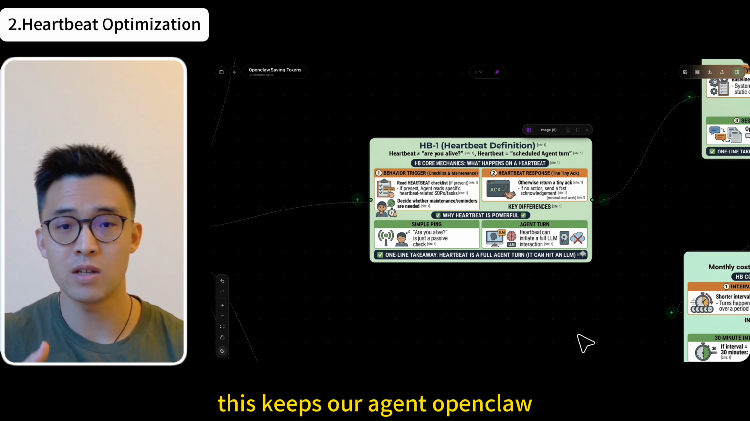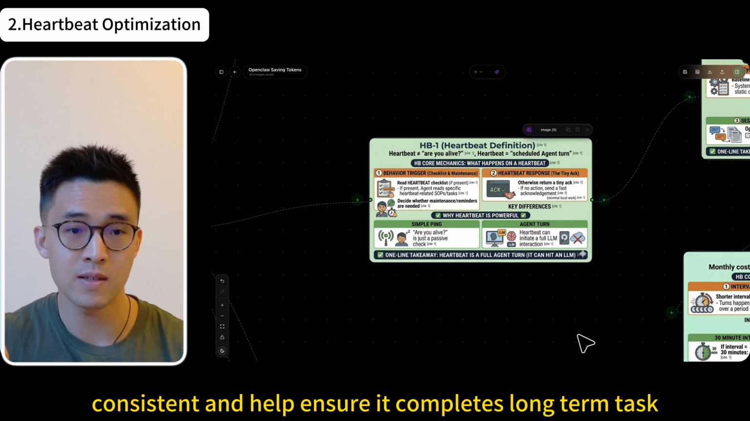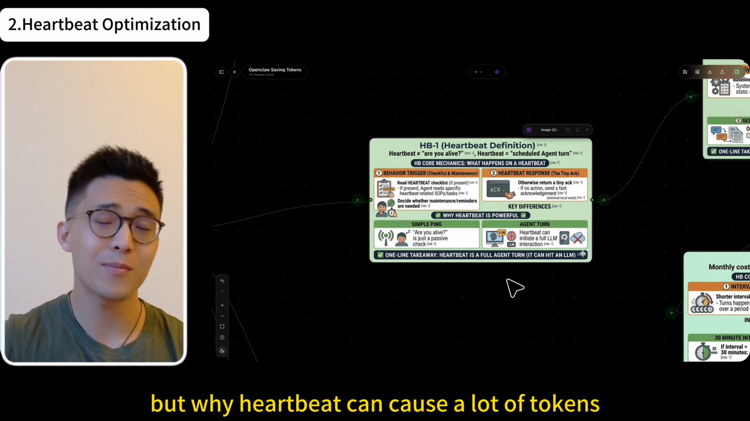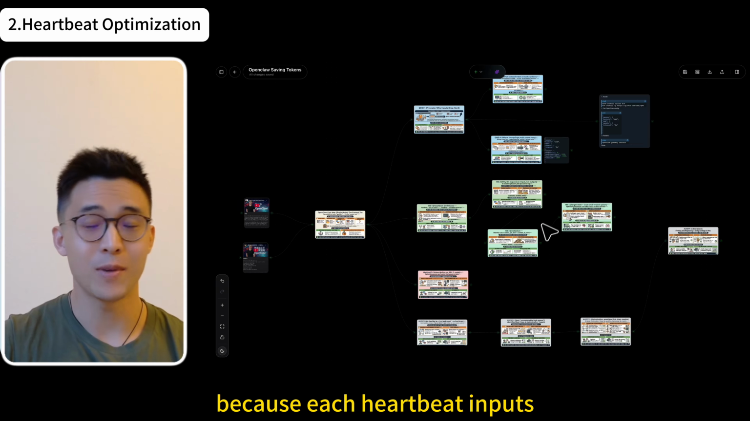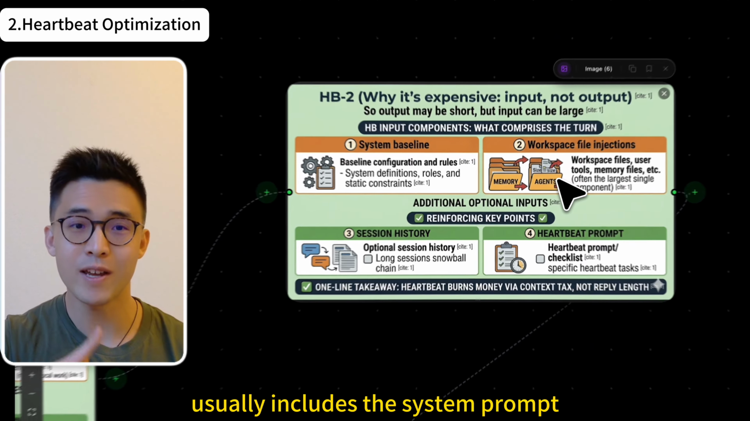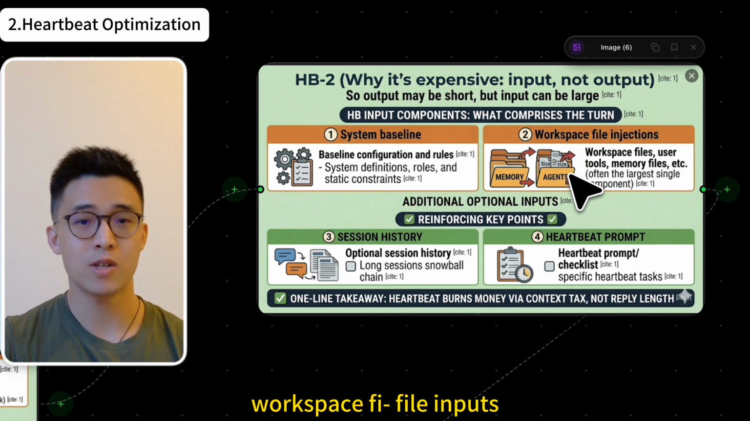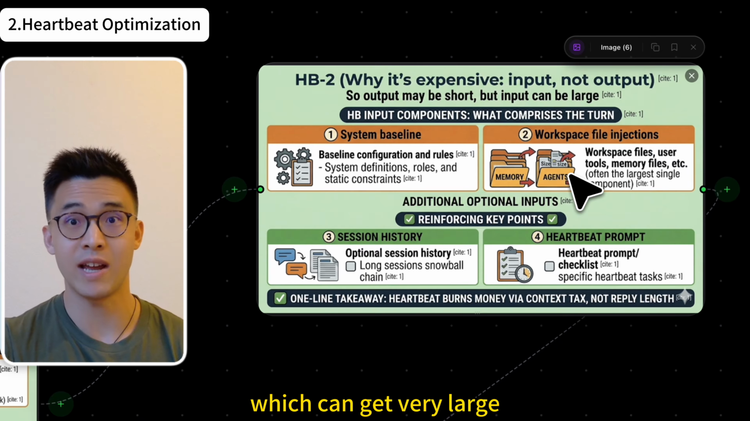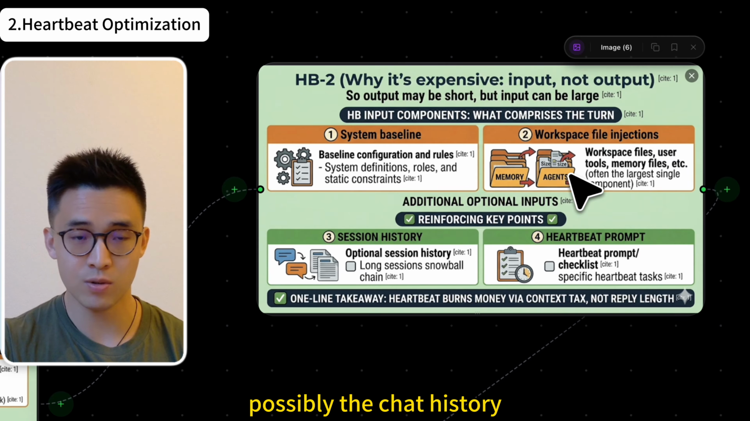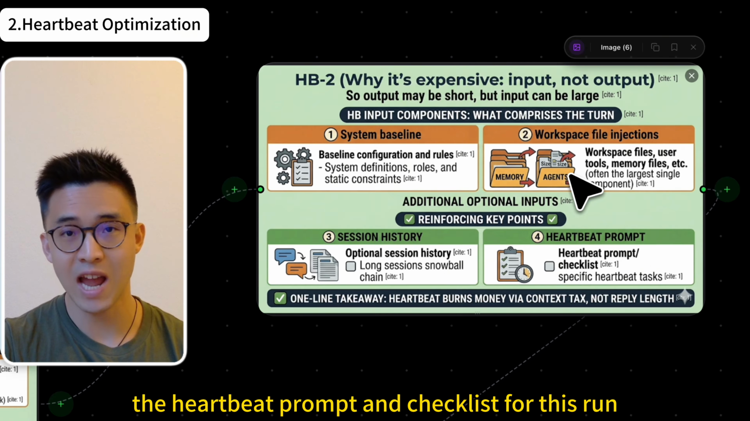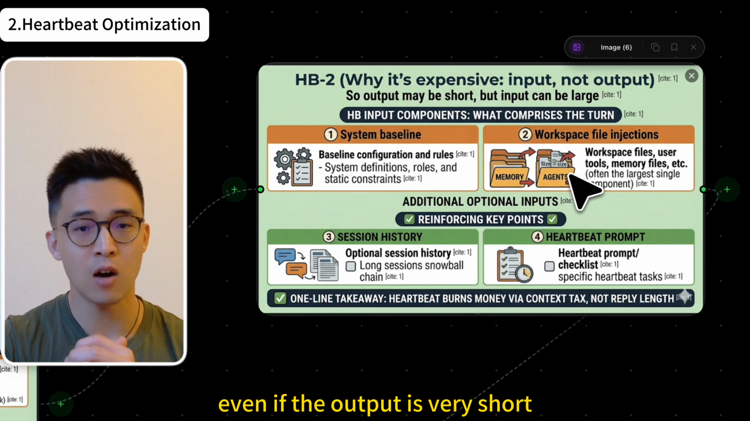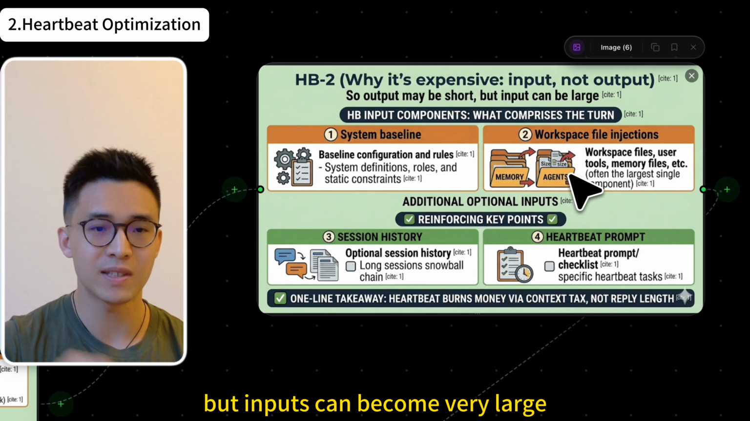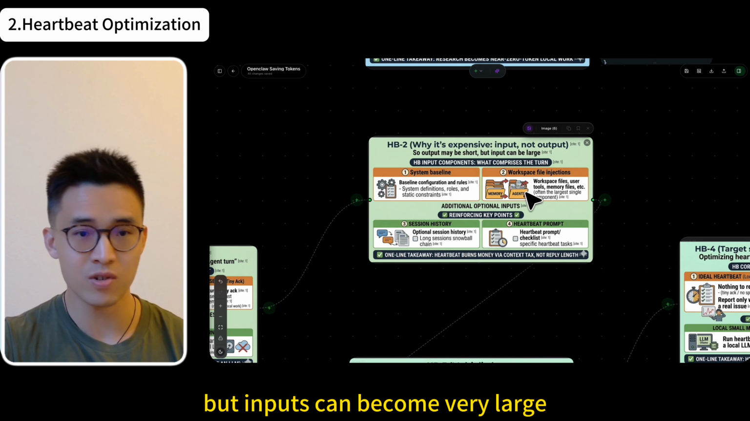This keeps our agent Openclaw consistent and helps ensure it completes long-term tasks. But why can heartbeat cost a lot of tokens? Because each heartbeat input usually includes the system prompt, workspace file inputs, especially memory.md, which can get very large, possibly the chat history, the heartbeat prompt and checklist for this run. So even if the output is very short, maybe like okay, no problem, the input can become very large.